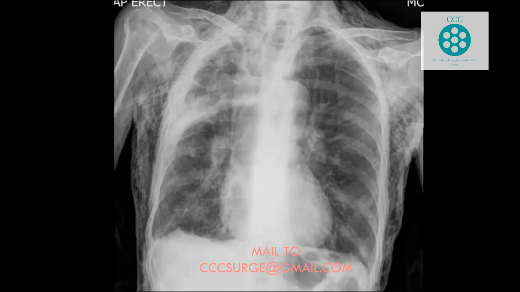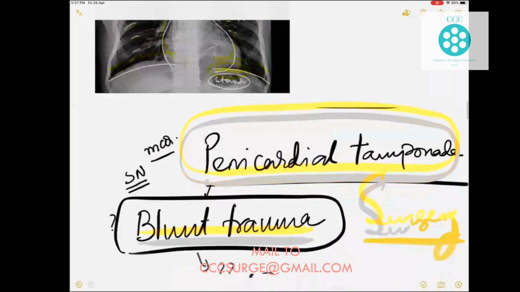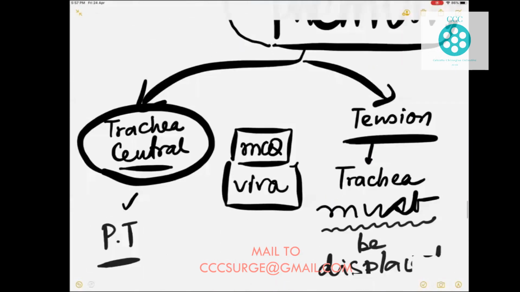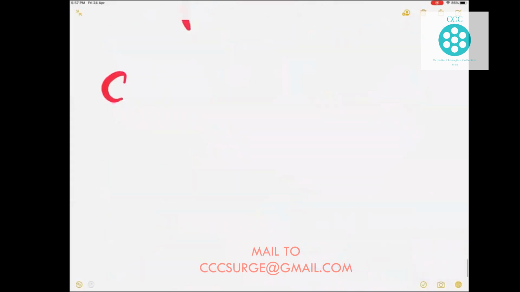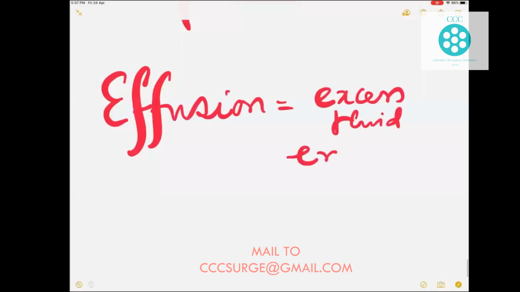Ramanuj, the other question was the difference between a pericardial effusion and a pericardial tamponade. You already have made the point. You see the word effusion anywhere in the human body: peritoneal, pericardial, pleural. The word effusion simply means accumulation of excess amount of fluid in an enclosed space.